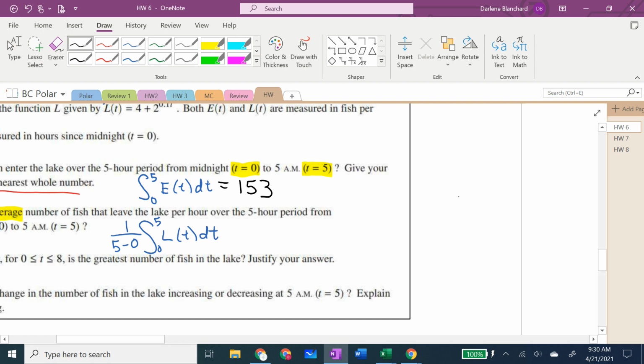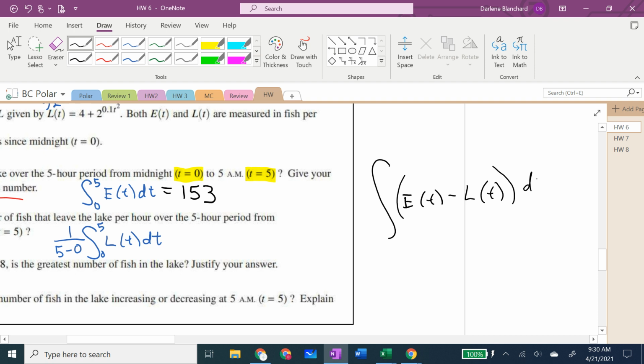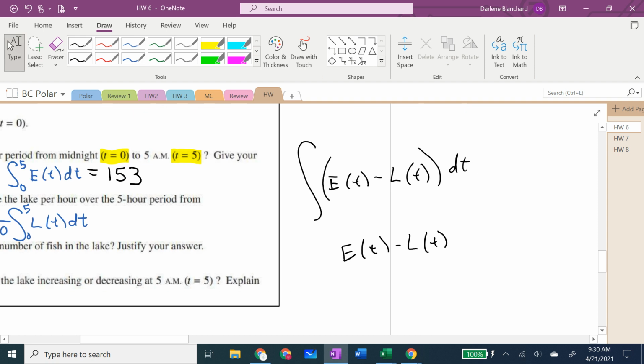The total number of fish is rate at which they enter minus rate at which they leave. But I need to integrate that to get the actual number of fish. Now, if I want to find the greatest value, I need to look at the derivative. I need to look at what makes the rate of change equal to 0. The rate of change is the enter minus the leave. So I need to find out when this is equal to 0.